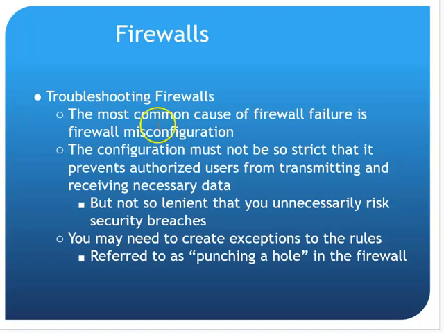Troubleshooting firewalls. The most common cause of firewall failure is misconfiguration, whether it be subnet, port, or even TCP/UDP. Sometimes you'll configure to block TCP when you really should be blocking UDP, or vice versa. I permitted TCP, but I really need to be permitting UDP, so the other one is getting blocked.